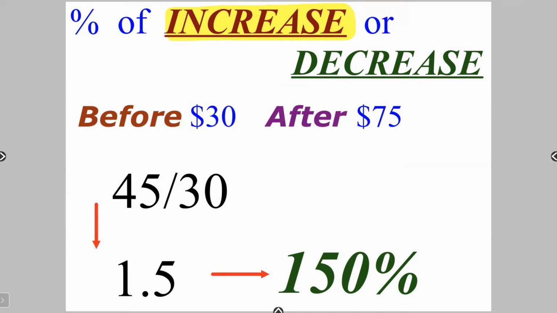And now you make this into a decimal by taking the numerator, the top, divided by the bottom, so 45 divided by 30, and that gives us 1.5. And then you make that into a percent by multiplying it by 100. Now, something here that I want you to note. Percents can be more than 100, okay?